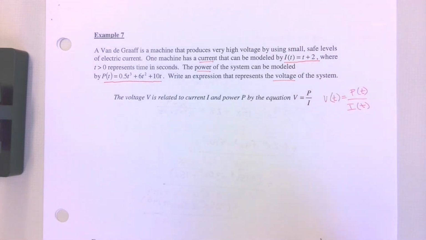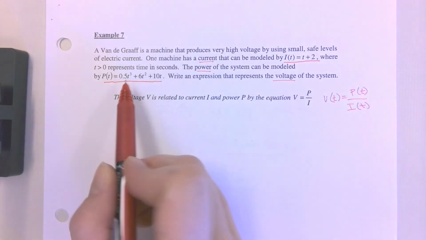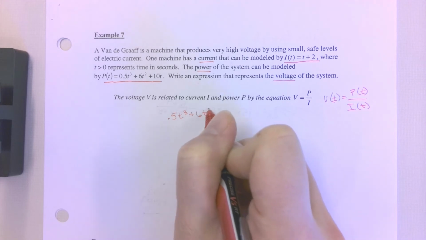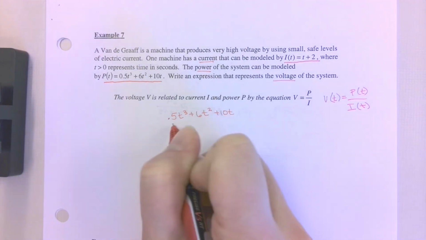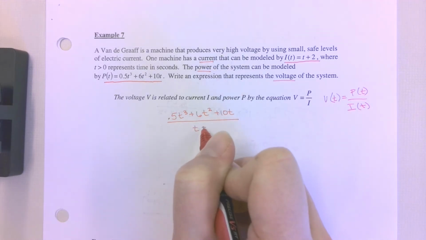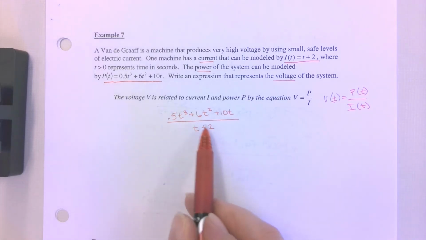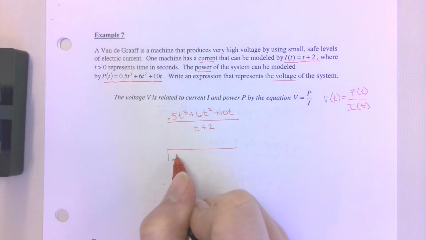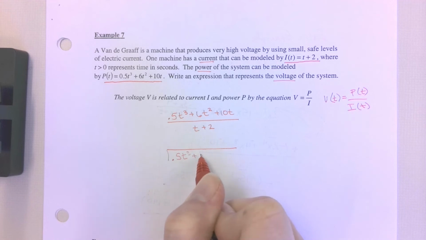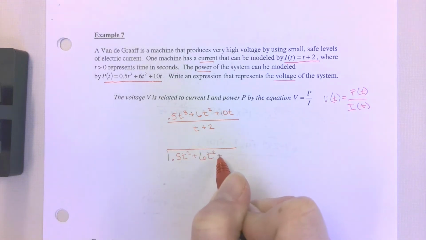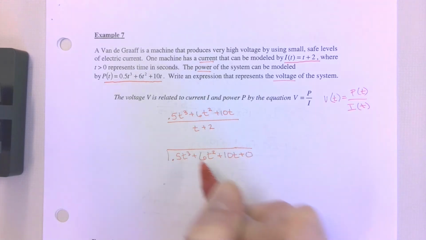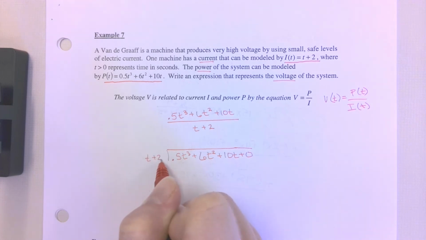So in order to do this problem, I am simply taking P of t, which is 0.5 t to the third plus 6t squared plus 10t, and I am dividing it by t plus 2. Since I'm dividing by a binomial, I'm going to have to take the time and set this up and do longhand division. So I would make sure I'm not missing any terms. There's my 0.5 t to the third, my t squared, my t to the first, and I am missing a power of 0. So I'm going to go ahead and put a 0 as a placeholder, and then I'm going to divide by t plus 2.